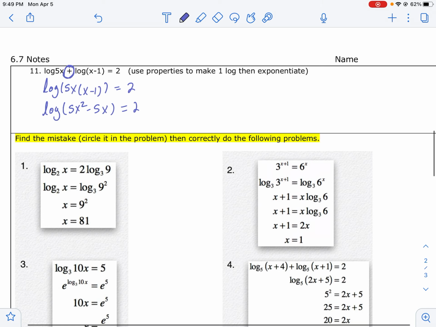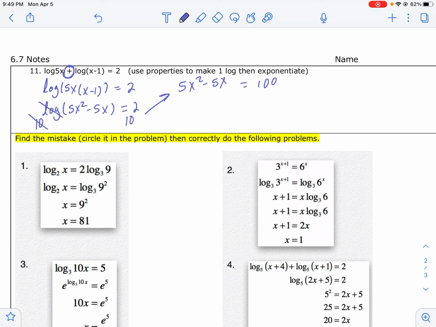And now we can exponentiate both sides with 10, right? Because 10 is the common log base. So we exponentiate both sides with 10. Log and 10 cancel to give us 5x squared minus 5x is equal to 100. And then we have a quadratic. So in order to solve a quadratic, we have to set it equal to 0. So this is 5x squared minus 5x minus 100 is equal to 0.